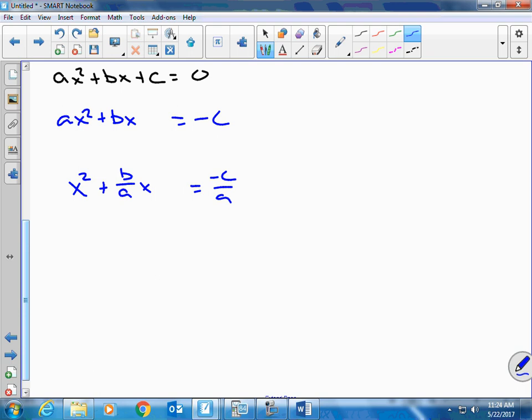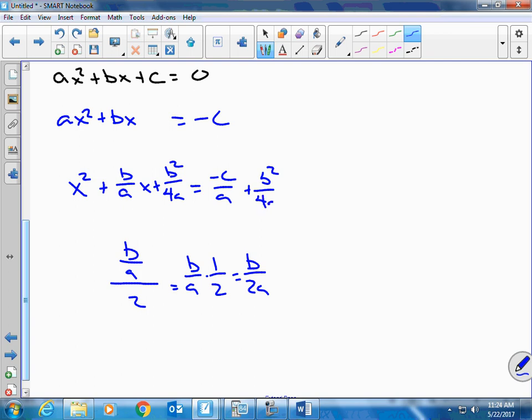Next step, I'm going to figure out what I need to add to this equation to make this a perfect square. And I did that by taking the coefficient of x and dividing it by 2. And remember, when we're talking about fractions, that's the same thing as multiplying by a half, and I get b over 2a. And I'm going to square that, and I get plus b squared over 4a squared. And so what I add to one side, I have to add to the other.